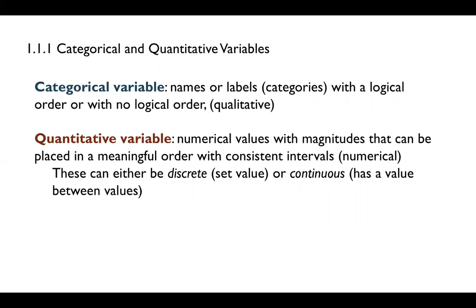So a discrete quantitative variable is a set value. So if you were saying the number of children in a household, that would be a discrete quantitative variable because there's a set value of number of children. While a continuous quantitative variable has a value between values. So that would be, if you're thinking of mostly things that can be measured, such as distance traveled or height, weight, things of that nature.